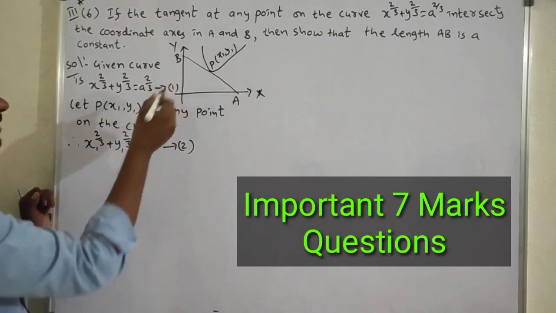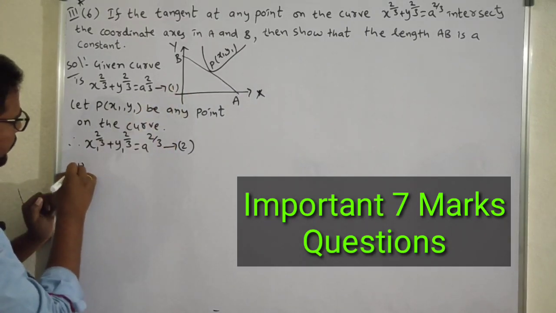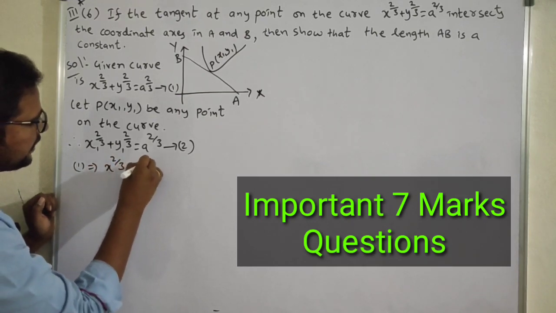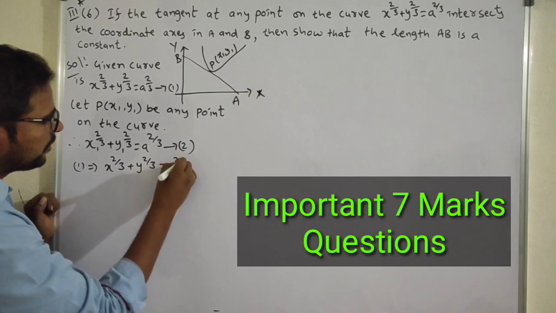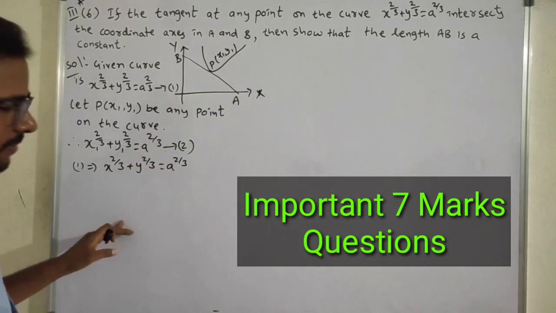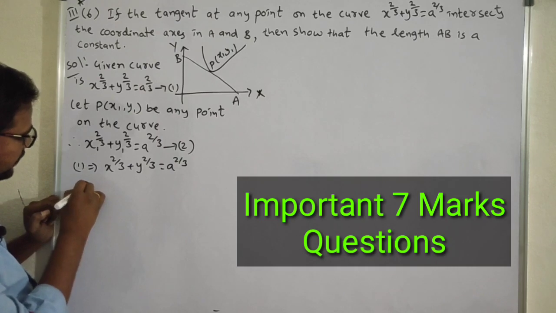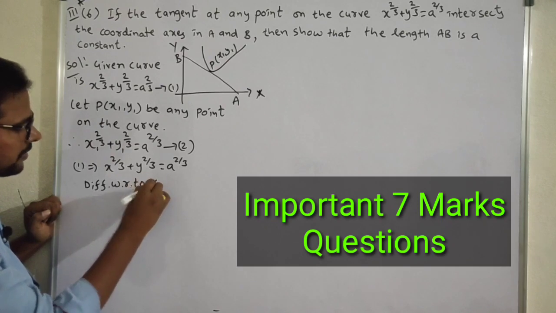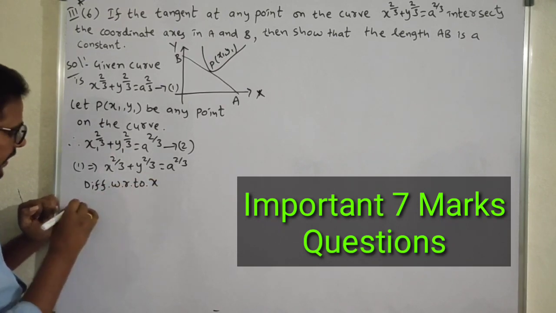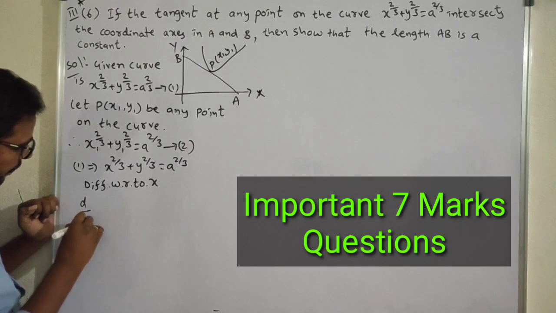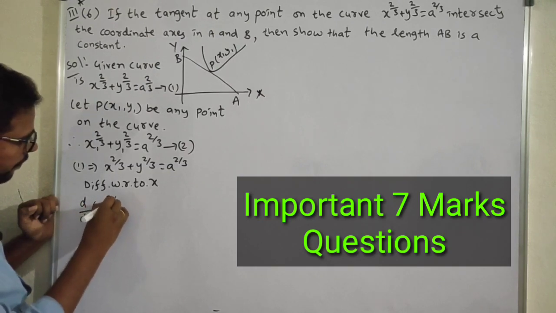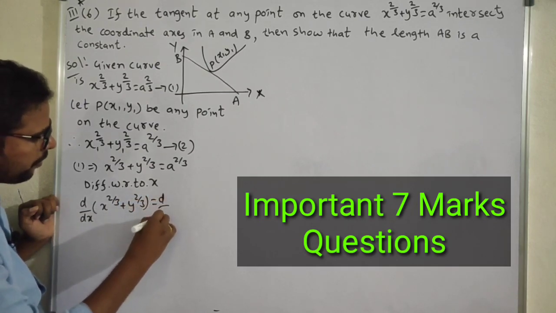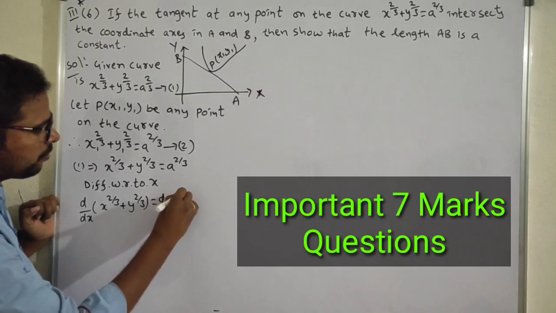Now find the slope of the tangent. What is given? Equation 1: x power 2 by 3 plus y power 2 by 3 is equal to a power 2 by 3. To find slope, what does slope mean? dy by dx. So differentiate with respect to x on both the sides. d by dx of x power 2 by 3 plus y power 2 by 3 is equal to d by dx of a power 2 by 3.